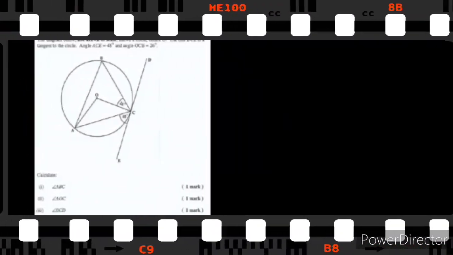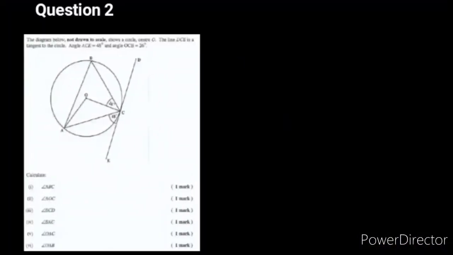Number 2. The diagram below, not drawn to scale, shows a circle center O. The line DCE is a tangent to the circle. Angle ACE is equal to 48 degrees. And angle OCB is equal to 26 degrees. We are first asked to calculate angle ABC, which is this angle here.